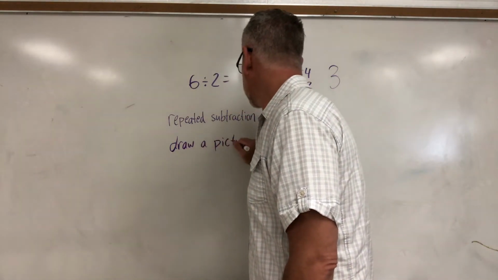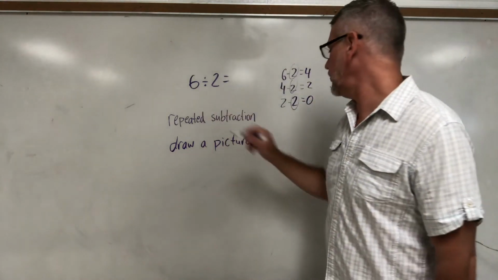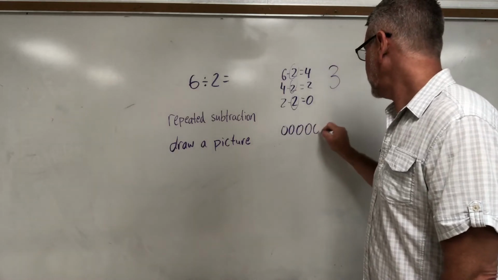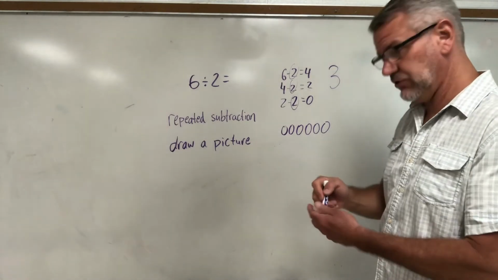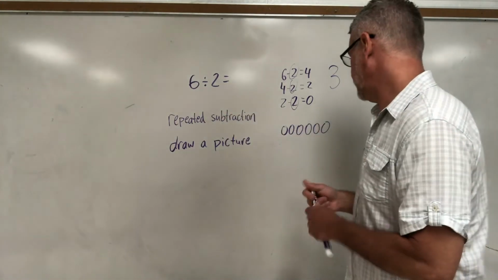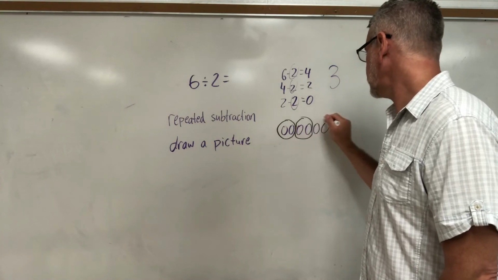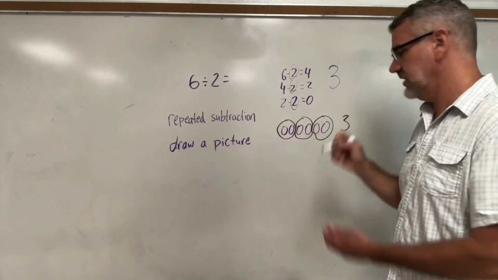Now this picture is going to look different because we have our total of 6. And so I'm going to draw the 6. 5, 6. And this time I'm going to circle groups of 2. So there's 2, there's 2, and there's 2. How many groups do I have? I have 3 groups.